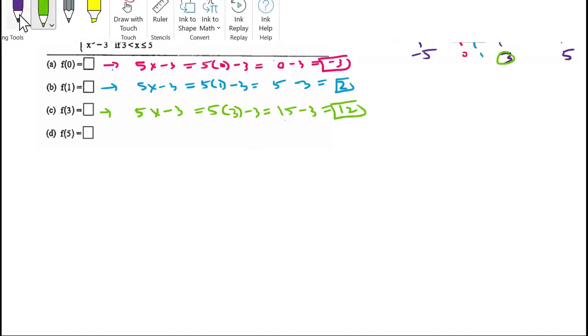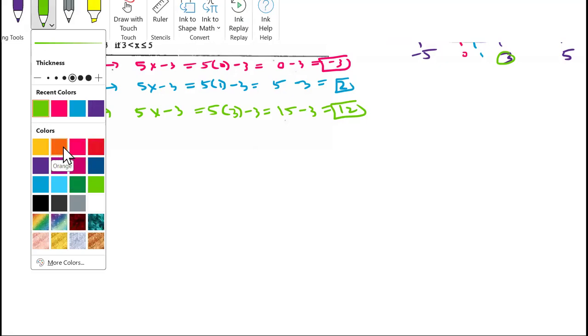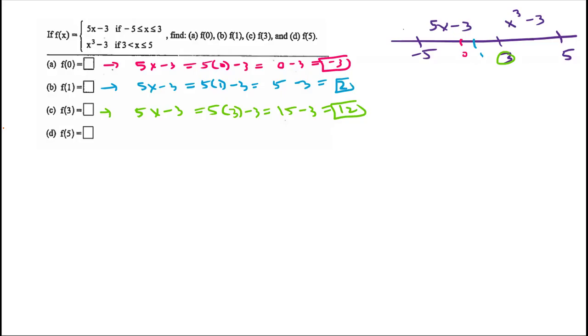We've got one more. Let's use orange. 5 is out here. From 3 to 5, and 5 is included, so that means we use this one now. That's x cubed minus 3. So 5 to the third minus 3. That's 125 minus 3, which is 122.